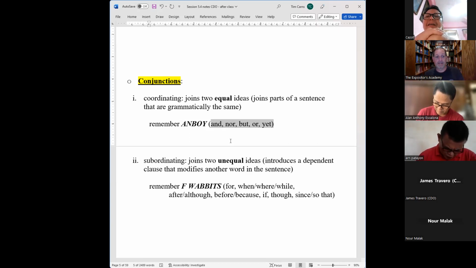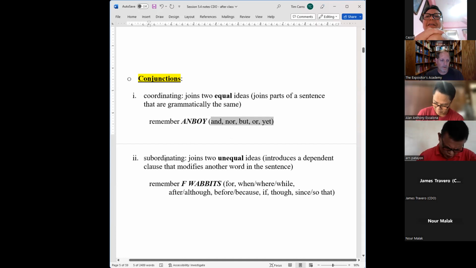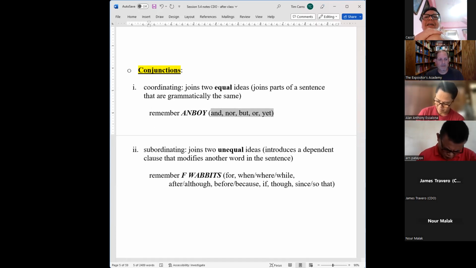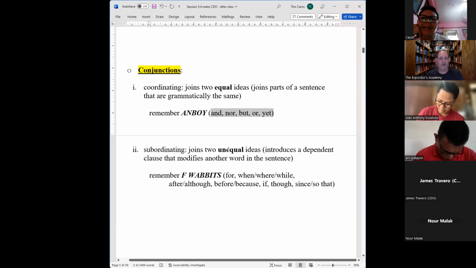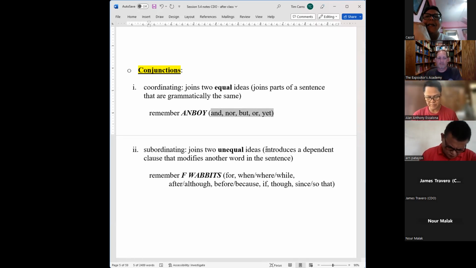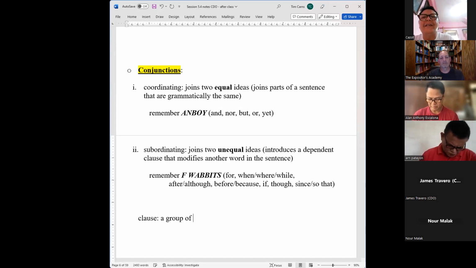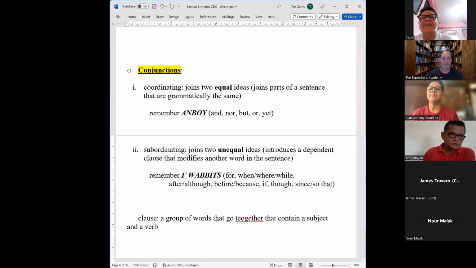It will be connecting two things that are equal. All right. But subordinating, again, is the idea that joins two unequal parts of a sentence, meaning that specifically a subordinating conjunction subordinates the clause that follows it. Again, a clause always follows a subordinating conjunction. Remember, a clause is a group of words that go together that contain a subject and a verb.